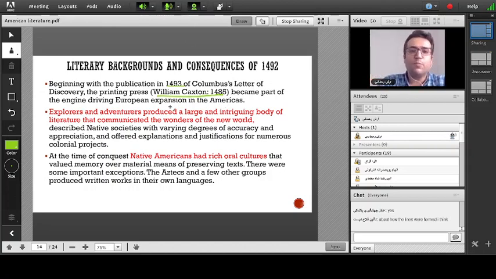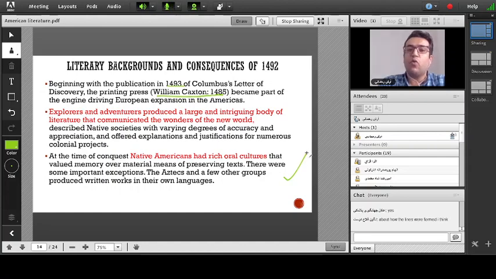And so a lot of explorers and adventurers produced a very interesting body of literature which communicated to normal, ordinary people the wonders of this new world. If you were an adventurer back then, you could write your own book. If you were an explorer, you could write your own book. And so we see a lot of books from this period offering explanations and justifications for exploration in America, or you see some people who say, no, this is a terrible decision, etc.